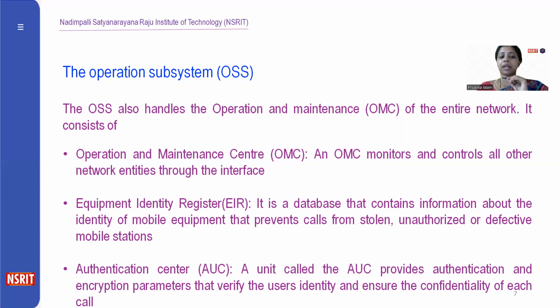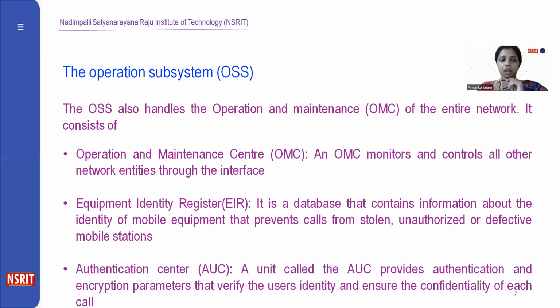And coming to the equipment identity register, called EIR. It is a database that contains the information about the identity of mobile equipment, and that prevents calls from stolen, unauthorized, or defective mobile stations. So, EIR is a database used to store the information about the identity of mobile equipment, where the identity of mobile equipment is known as the IMEI number, which is stored at the inner part of the phone's back panel. So by that number, if the phone is stolen by somebody else, or lost, we can easily trace where our mobile is.